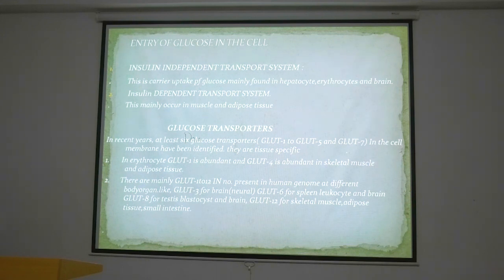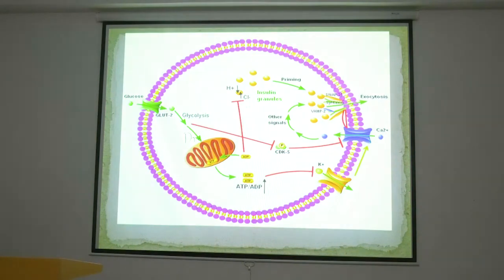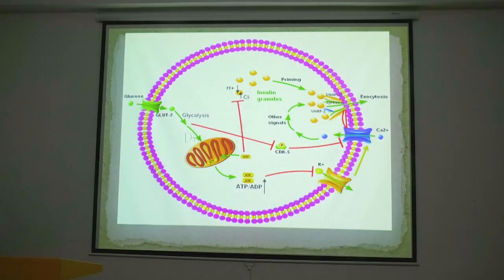But here you mentioned there are mainly 1 to 12 numbers present in the human genome at different body organs, like GLUT3 for brain and neural, GLUT6 for spleen and leukocytes, GLUT8 for testes and astrocytes, GLUT12 for skeletal muscles, adipose tissue and small intestine. These all are the glucose transporters.